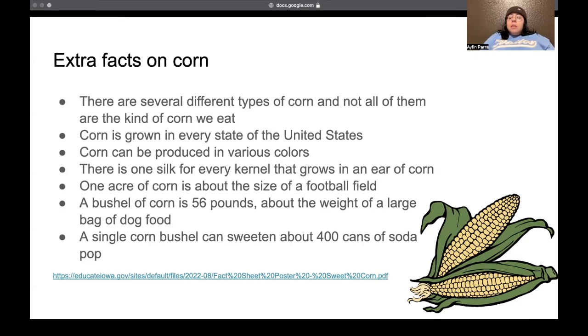1 acre of corn is about the size of a football field, and a bushel of corn is 56 pounds, which is about the weight of a large bag of dog food. A single corn bushel can sweeten about 400 cans of soda pop.